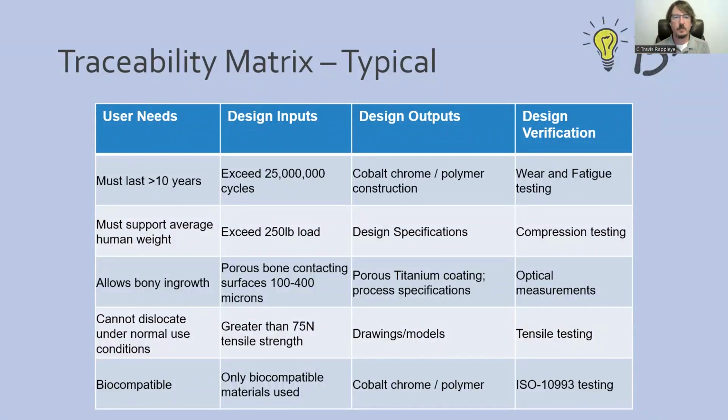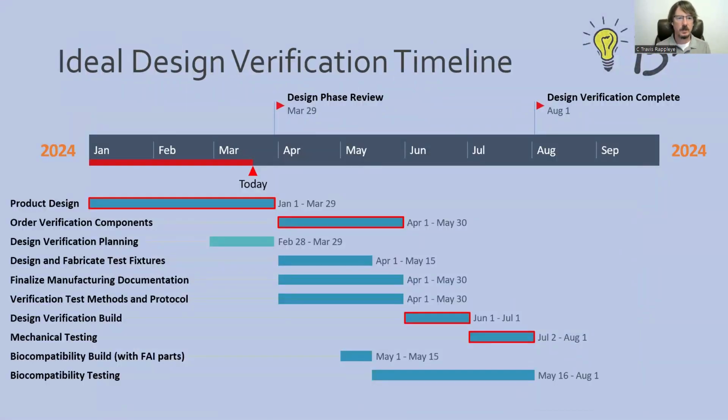And this is fine. This is what we end up with most of the time, but with a little bit of extra work, this could alleviate some problems that we run into. And here's the problem that we face, not because of this, but just a problem that we face in the industry. This is a schedule of how design verification should ideally go, where we've got some product design work happening in parallel. We're doing some design verification planning.